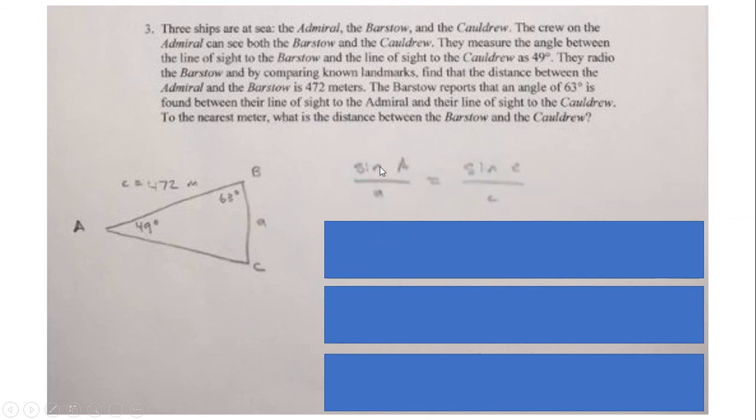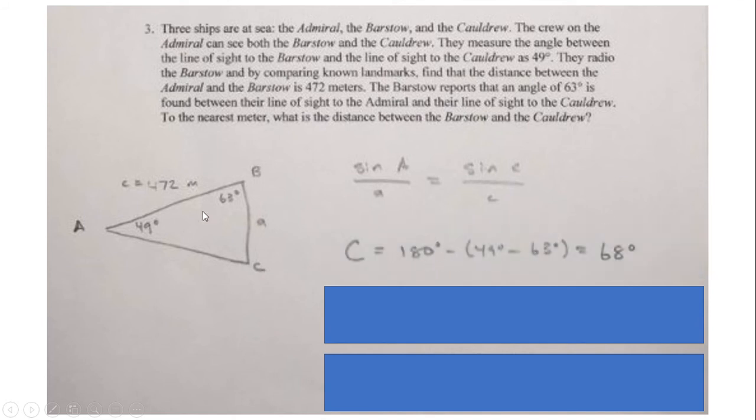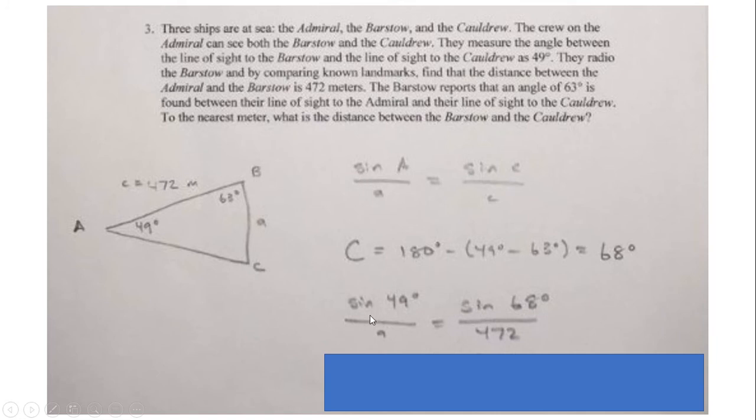Well, what do we have? We can use the law of sines: sine of A is to side a as sine of C is to side c. Well, what is angle C? It's 180 minus the sum of the other two, which gives us 68 degrees for angle C. So now we can plug that in: sine of 49 is to side a as sine of 68 degrees is to 472 meters.